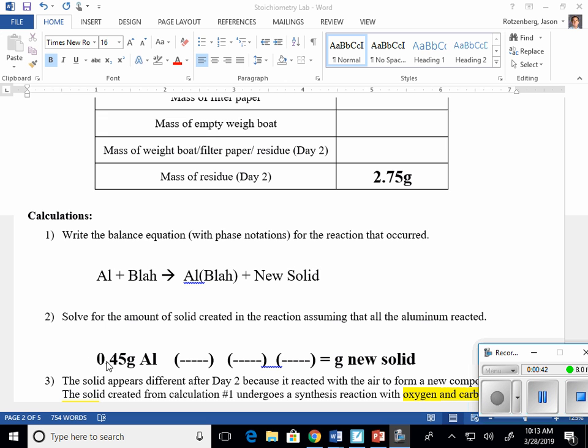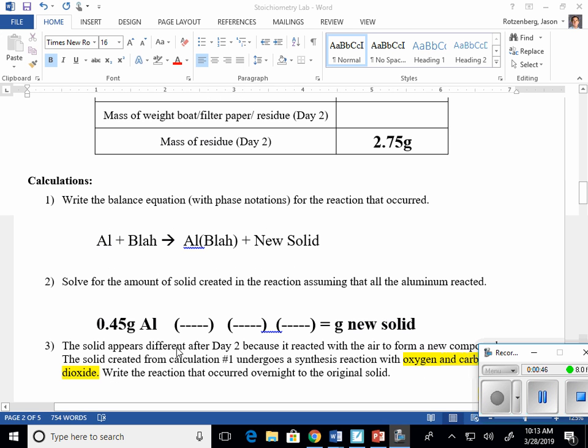Start with your grams of aluminum. Again, your number is going to vary from 0.4 to 0.5. You have 3 conversions to do to get to the grams of the new solid. Remember the new solid from the balanced equation right there. So that is how you do calculation number 2: from this equation, go from aluminum to the new solid.